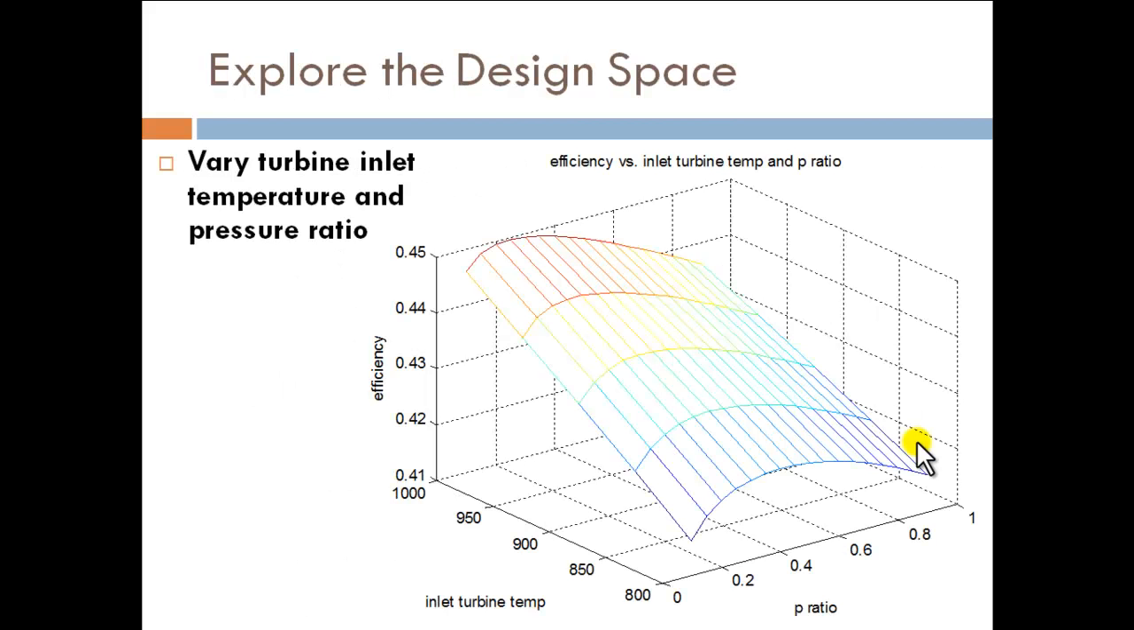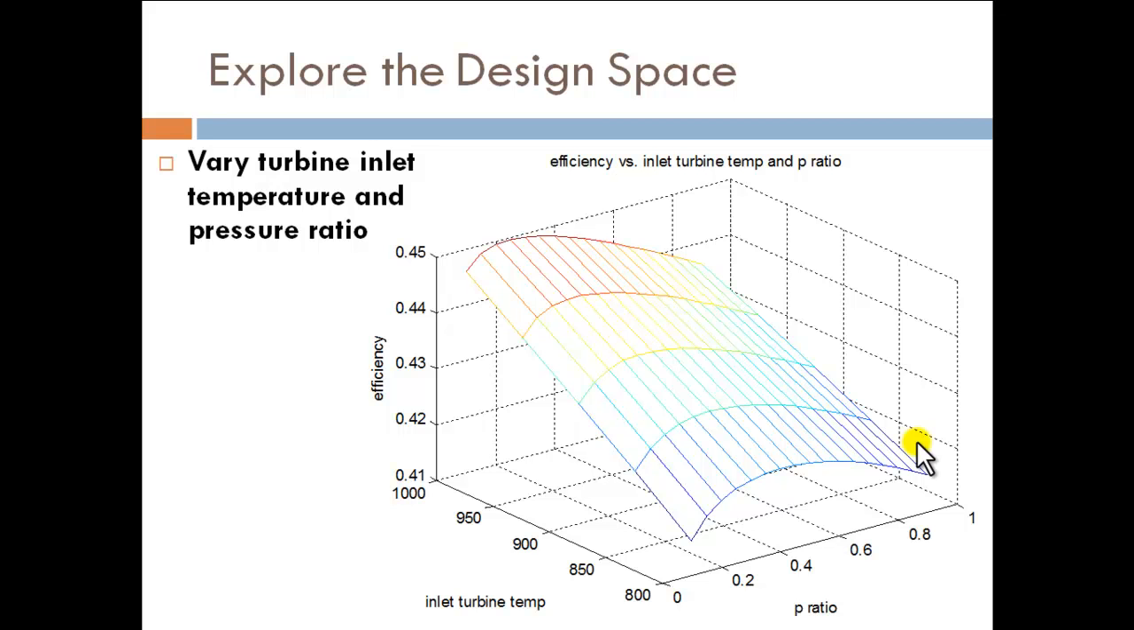By brute force, not only did we change the pressure ratio, but we also changed the inlet turbine temperature and determined that the efficiency varies in such a manner as we see on the screen. And we recognize that maximum efficiency occurs when you have maximum temperature into the turbine and also a pressure ratio at about 0.2, 0.3. We can rotate this graph around and really pinpoint it visually.